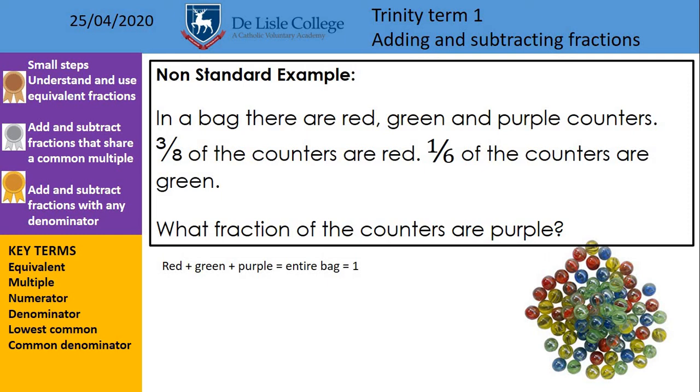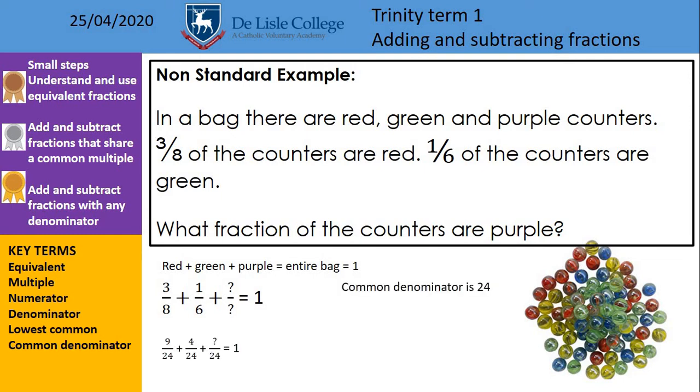So if we then fill in the fractions we do know, red is 3/8, green is a 1/6, purple is the one we don't know, that's what we're trying to find out, and we know that all equals 1. So we've got different denominators, we should recognise straight away, we need to get our lowest common multiple to get a common denominator. Okay, and I think 24 for this one. 8, 16, 24, 6, 12, 18, 24 we would go with. So common denominator is 24.